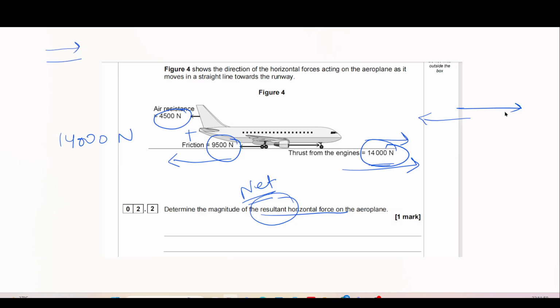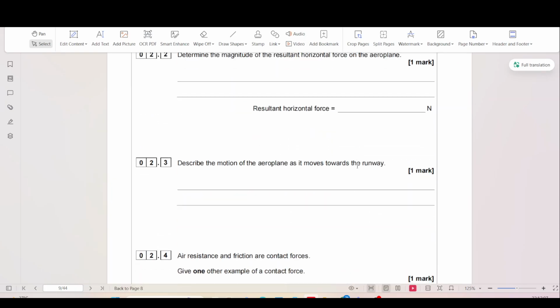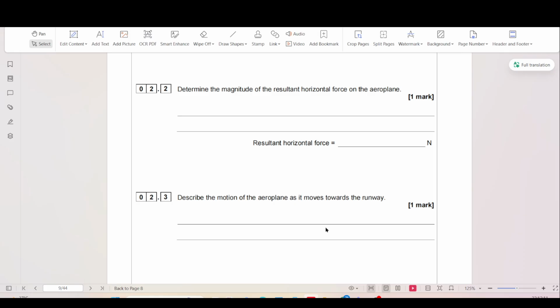If they are in the same direction, then you will add them, 14,000 plus 14,000. Since the direction is opposite, you will subtract, and 14,000 minus 14,000 is zero force. Okay, zero Newton. Clear? Because opposite forces will cancel out each other, equal forces. Describe the motion of the airplane as it moves towards the runway.